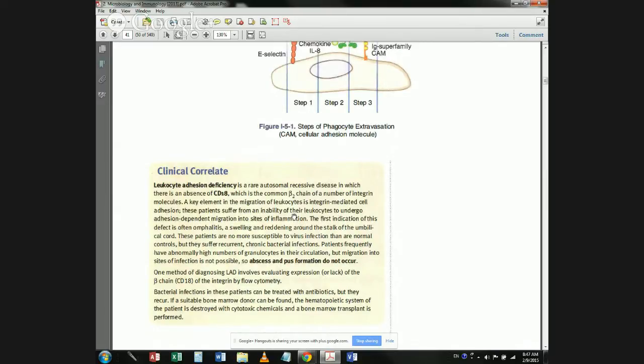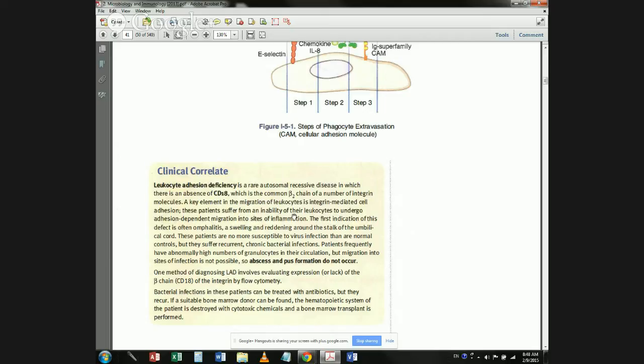The first indication of this defect is often omphalitis. Now, what is omphalitis? Omphalitis is a swelling and reddening around the stalk of the umbilical cord. It doesn't heal. So this is the first sign. These patients are no more susceptible to virus infection than normal controls, but they suffer recurrent chronic bacterial infections. So they can get virus infections here and there, but then they heal and they're just fine. But the problem is that they will have constant bacterial infections.